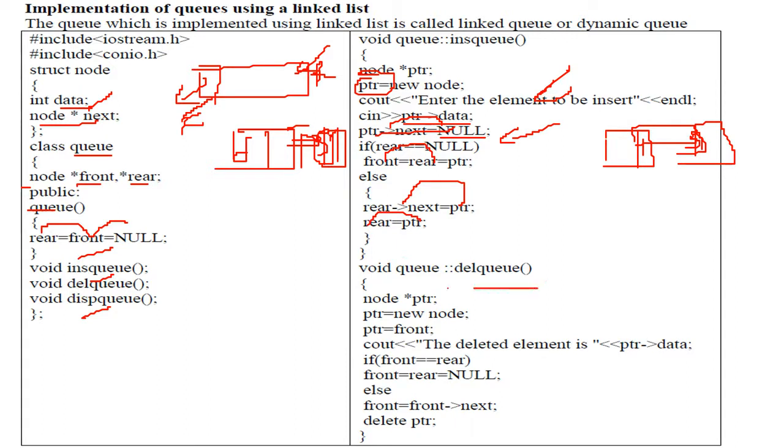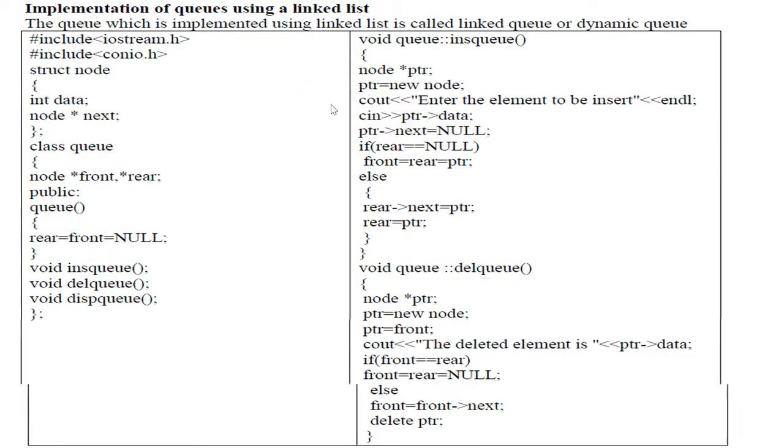In order to delete queue, we again make this pointer. Again we have to make this PTR with a new node. PTR will be front now, because we want to delete, and deletion can be done only at the front point. So if the front and rear are equal, that is, there is no element. Otherwise we transfer front to front next and then we delete this PTR.